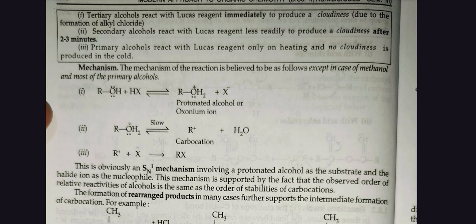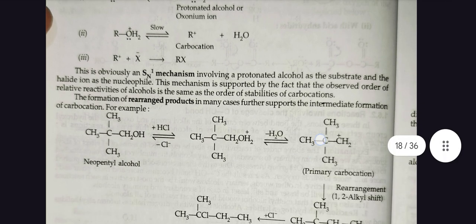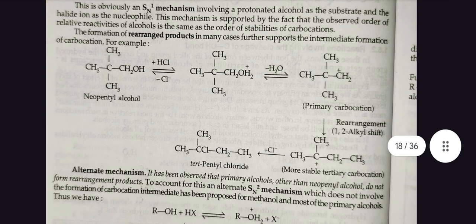Mechanism. The mechanism of the reaction is believed to be as follows, except in some cases of methanol and most primary alcohols. Protonated alcohol or ions. This is obviously an SN1 mechanism involving a protonated alcohol as the substrate and the halide ion as the nucleophile. The mechanism is supported by the fact that the observed order of relative reactivities of alcohols is the same as the order of stability of the carbocation.